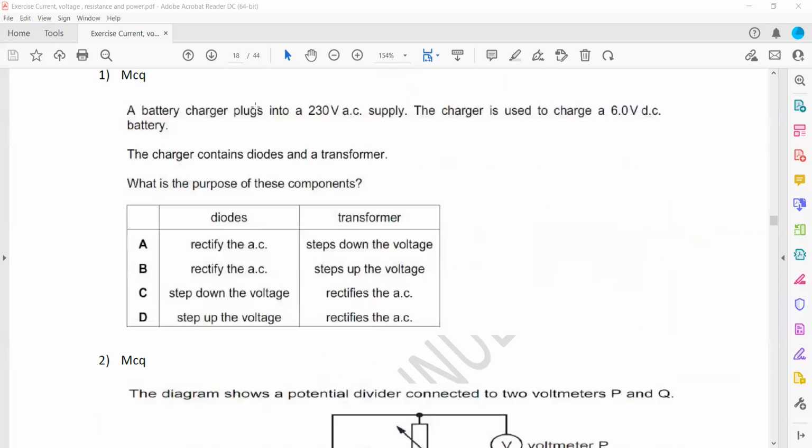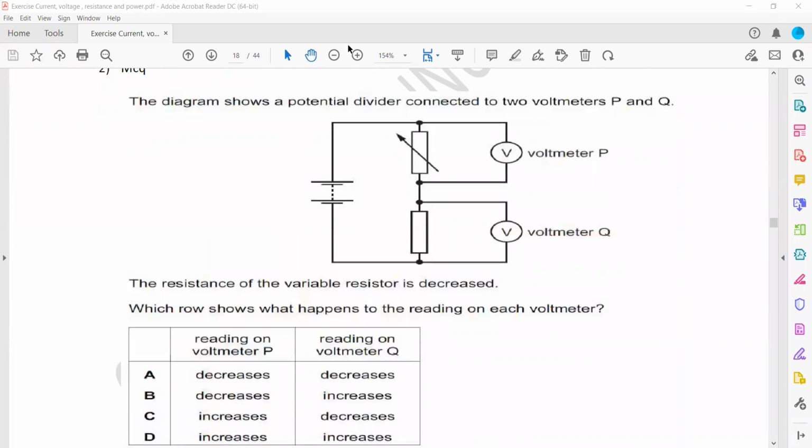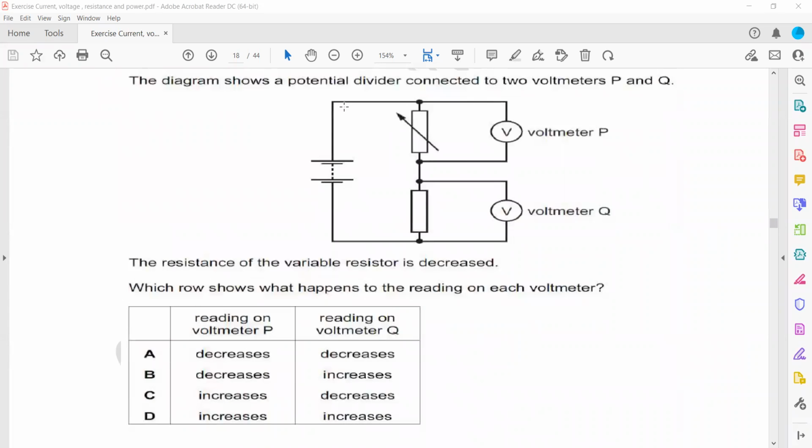Then the next question. The diagram shows a potential divider. A potential divider means a circuit which divides the voltage. Two components are there. This is a variable resistor, and this one is called a fixed resistor.